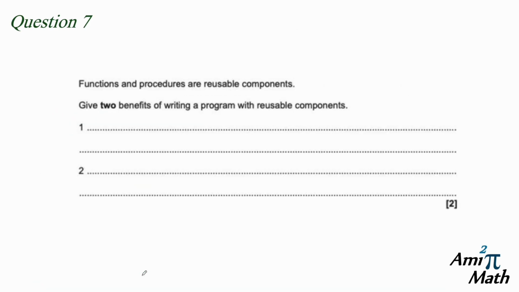Okay, question 7. Functions and procedures are reusable components. Give 2 benefits of writing a program with reusable components. Okay, so the first benefit is it saves time having to write an algorithm repeatedly. If we create a function or a procedure for a specific task, for example, function multiply, it saves the time of having to keep on getting this number and this number, multiplying, and then outputting. You can just call this function every time you need it, so it'll make things really time saving.